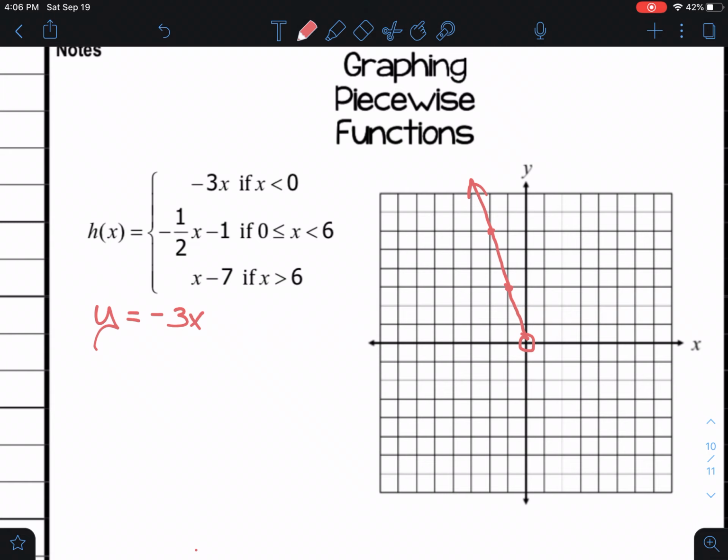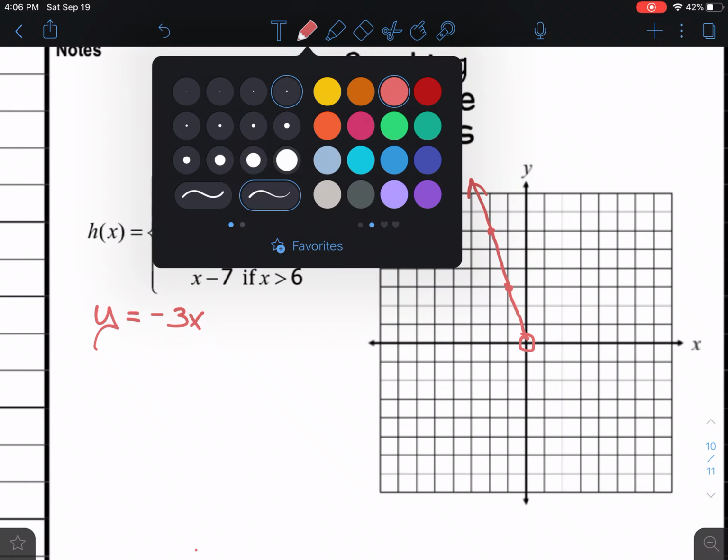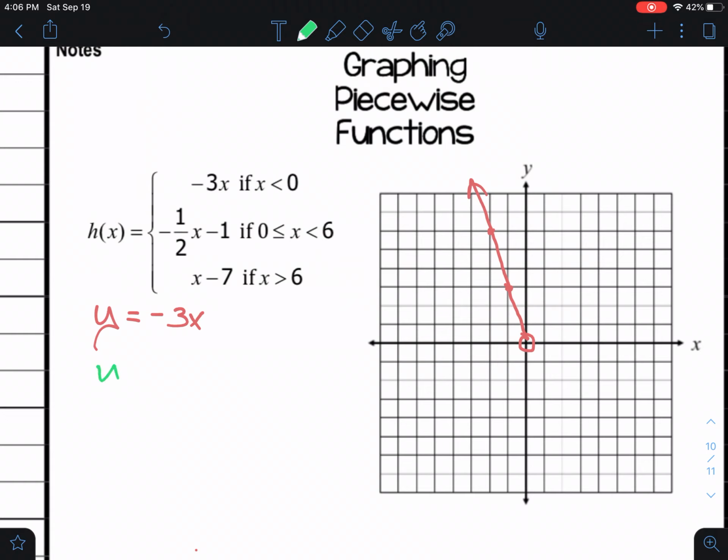All right, the second part of this function is y equals -1/2 x minus 1. So my y-intercept is -1. My slope is -1/2, so down 1 over 2. I'll go the other way as well.